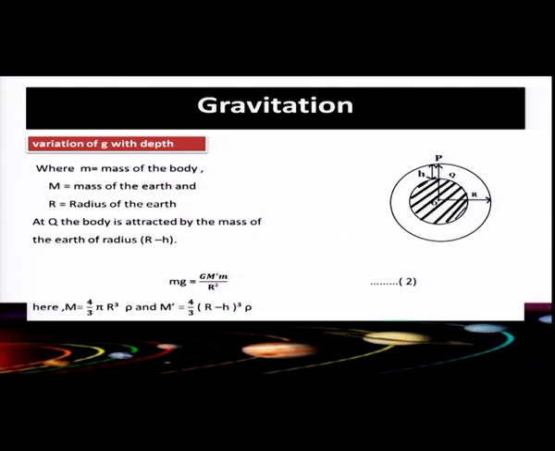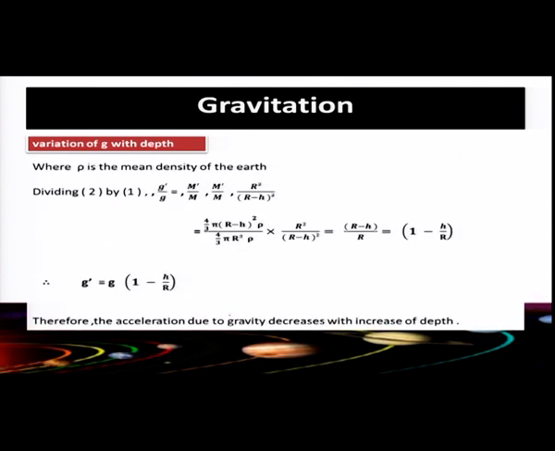At q, the body is attracted by the mass of the radius r minus h. Therefore, mg dash is equal to G m dash m by r squared, and since the mass is volume into density, I can write M as 4 by 3 pi r cube into rho, and m dash at a depth h is 4 by 3 pi r minus h the whole cube into rho, where rho is the mean density of the earth.